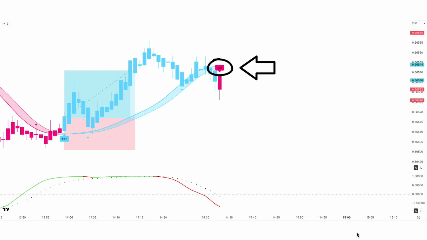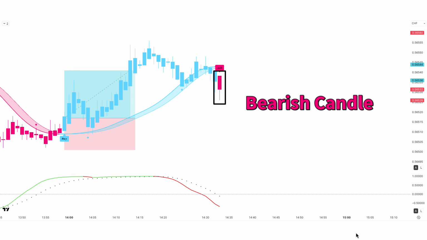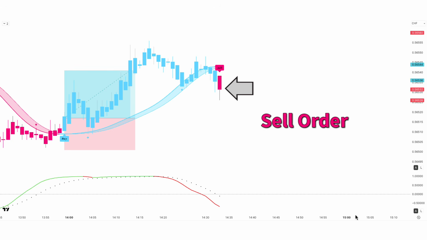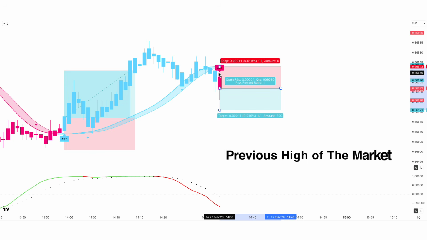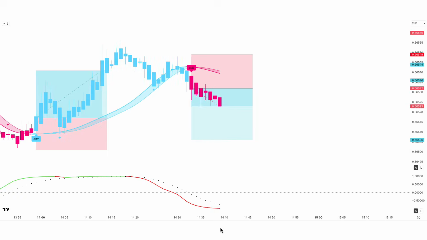Here, the Smart Money Flow Cloud arrow of this indicator is a sell signal. Here, the Normalized Smoothed indicator shows a red line. Here, the market has made a bearish candle to give confirmation. So all our conditions are being fulfilled. So we are placing an order to sell. Our stop loss is to be placed at the previous high of the market. And the risk to reward ratio will be 1:1.5. Let's see what happens to our trade.